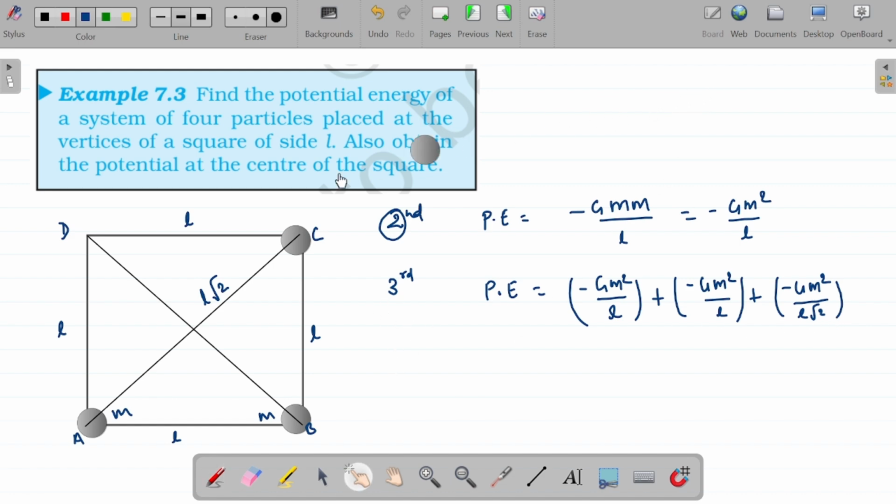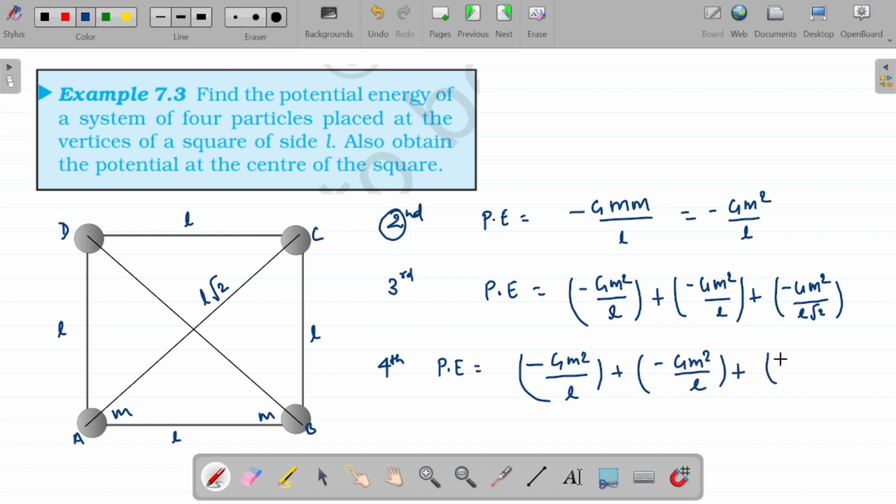If I am bringing this fourth sphere here, now be careful about this. Now it has to deal with this sphere also, and this sphere, and this sphere also. So it has two distances L and L from these two spheres. So the new potential energy of the system will be minus G m square by L plus minus G m square by L plus minus G m square by L root 2. This was already here for the three spheres. Now I am adding for this one.